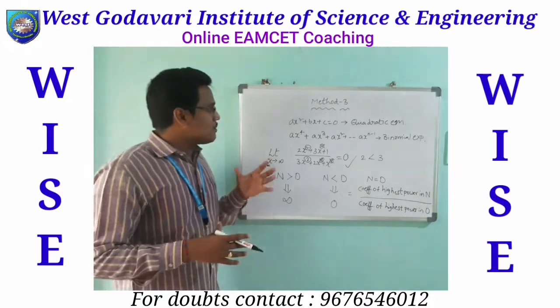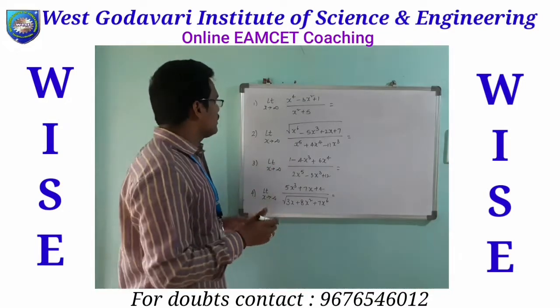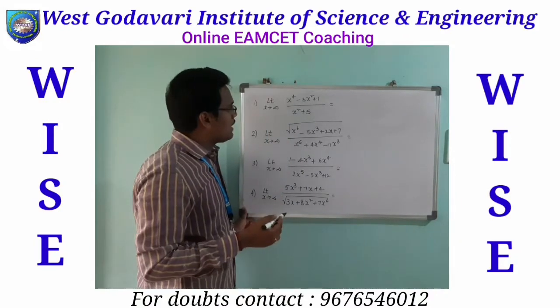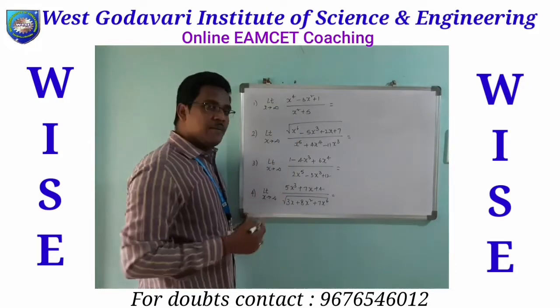So let us see some of the examples regarding this third method. These are the problems regarding the concept. Limit x tends to infinity, x to the power of 4 minus 3x square plus 1 by x square plus 5.